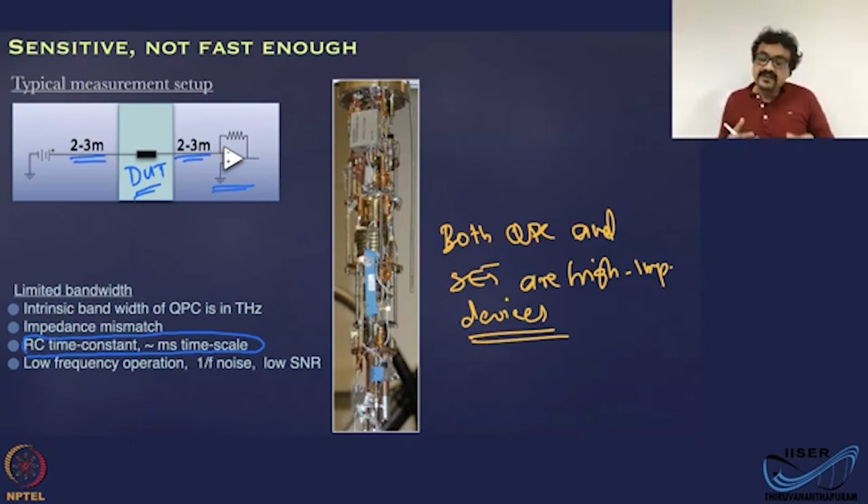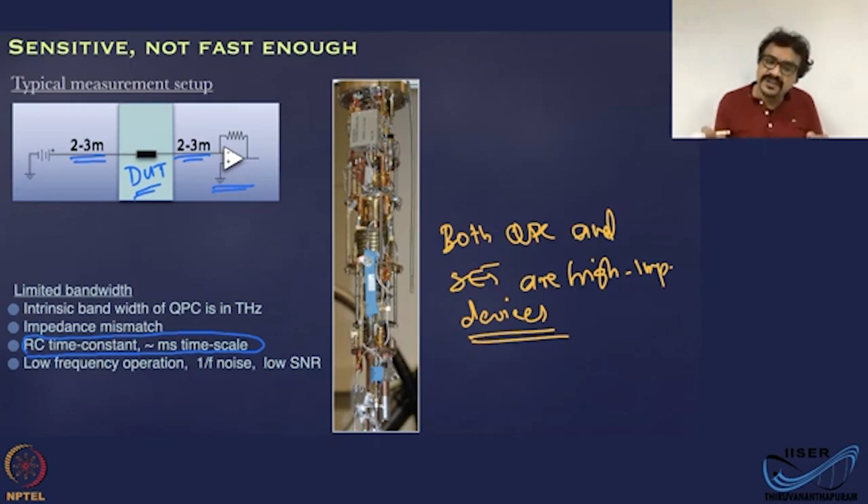Another way to look at that is, you have a high impedance device sitting somewhere on the bottom. What you're seeing here is a typical fridge setup, a dilution fridge, which is used for this measurement and has many meters of wires, as I described, starting from room temperature down to the coldest region. The device is high in impedance, and these wires are low in impedance.